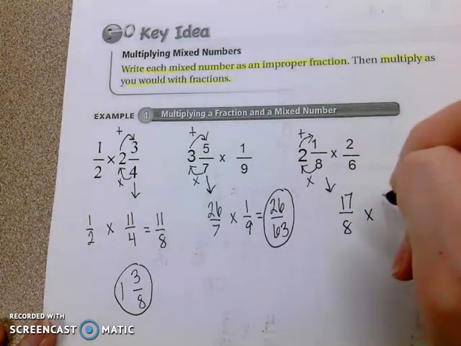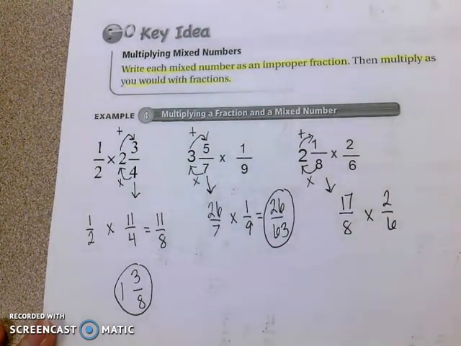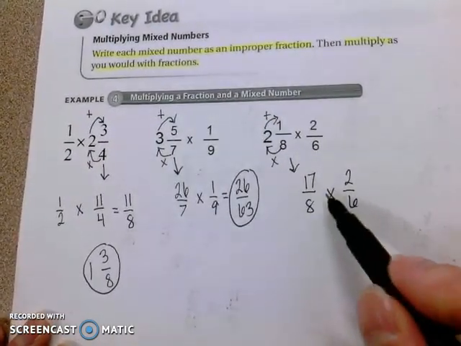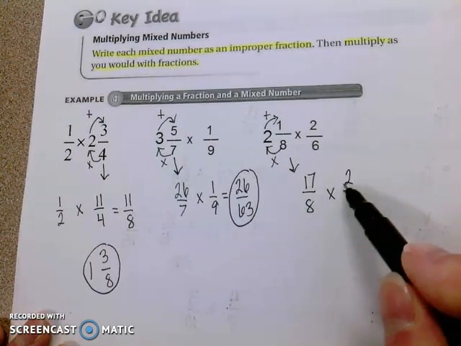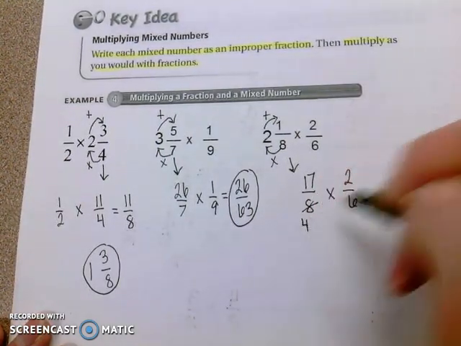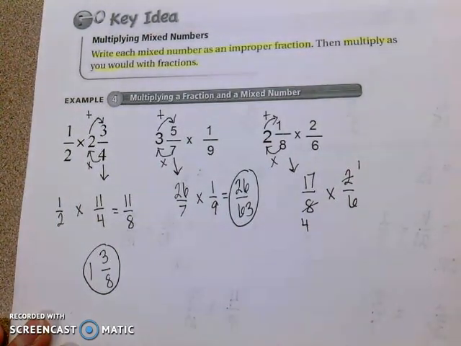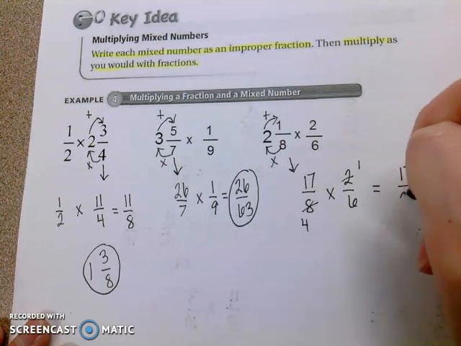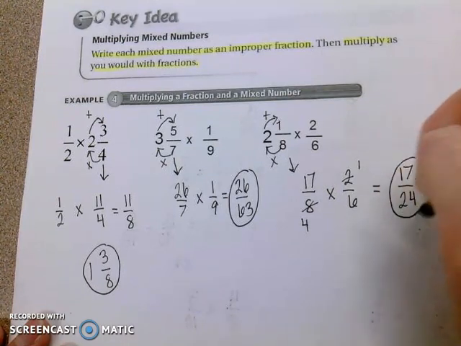Multiplied by 2/6. We can use our cross simplifying here. 17 and 6 don't have any common factors, but 8 and 2 can both be divided by 2. So 8 divided by 2 becomes 4, 2 divided by 2 becomes 1. So I have 17 24ths, and that's already simplified.